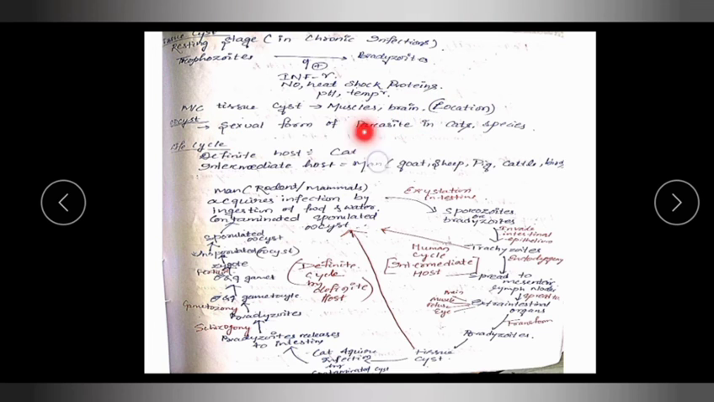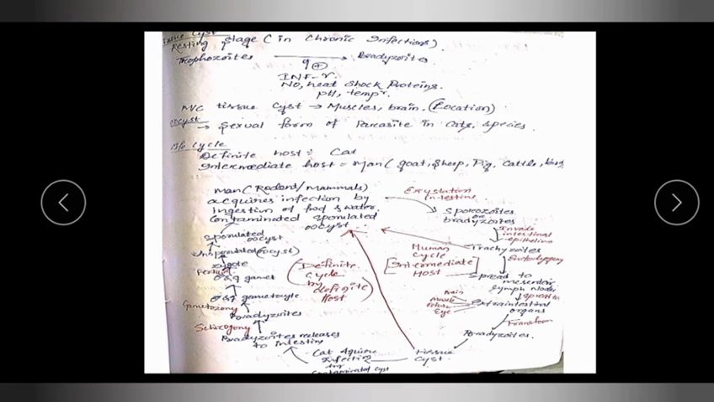Okay, the oocyst is the sexual form we discussed, and the definite host is the cat. The definite host is the cat because the sexual form occurs in the cat, and the intermediate hosts are man, goat, sheep, pigs, and many others.